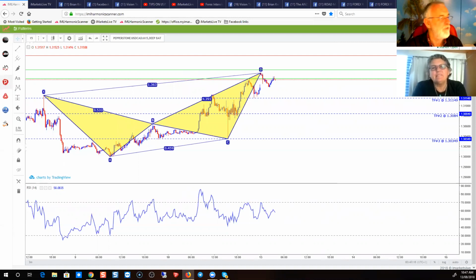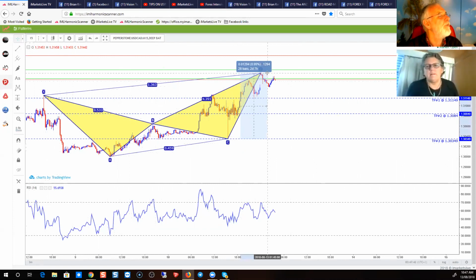Anyway, we're doing a little bit of a charting session. I don't know if you can see the harmonic scanner up there. We just picked this one up. So we've measured this up. This is a Pepperstone feed, though it doesn't have to be. This is United States dollar and Canadian dollar on a 15-minute chart. We'll do a little measurement from C to D. It's nearly 130 pips.